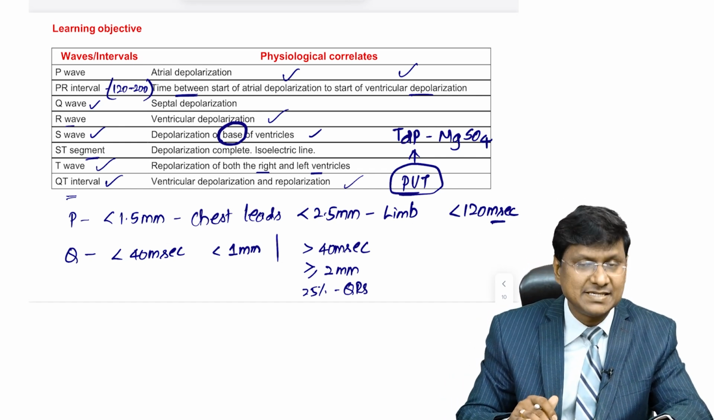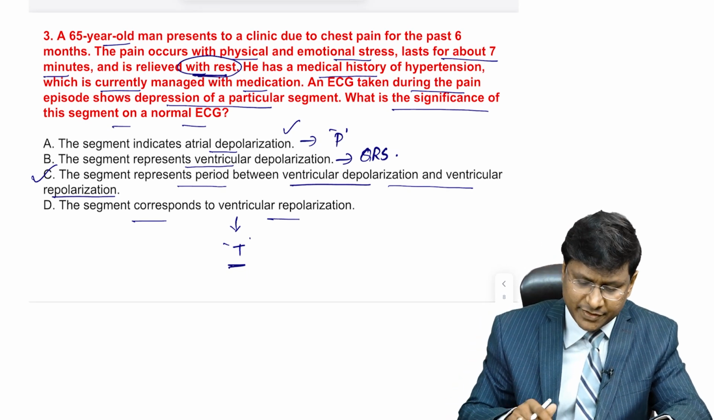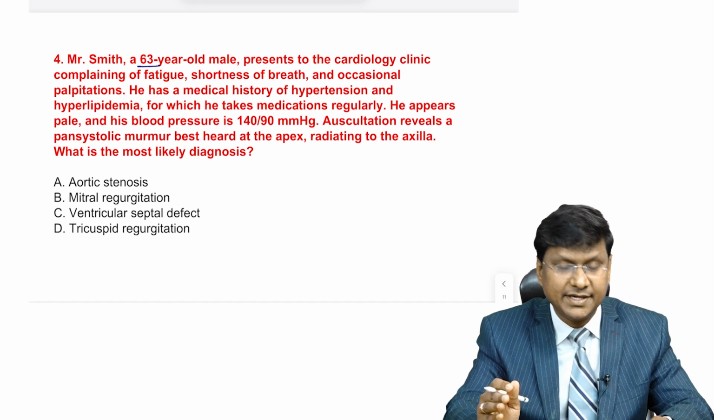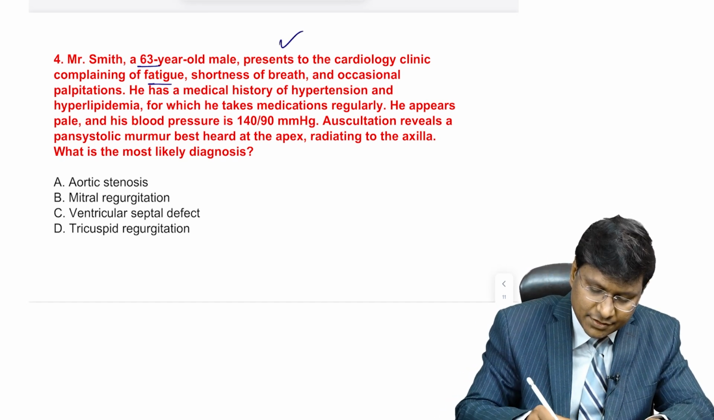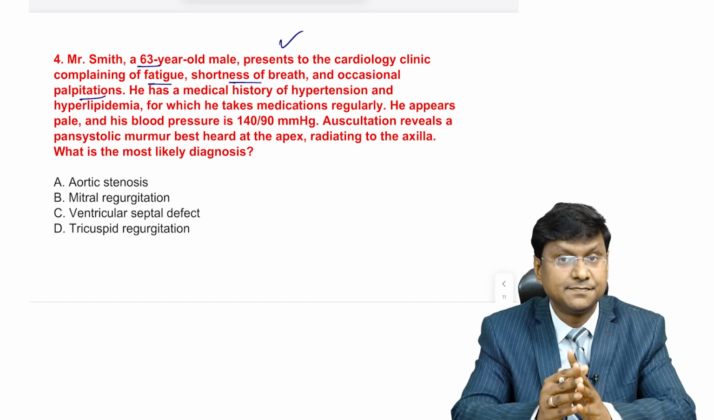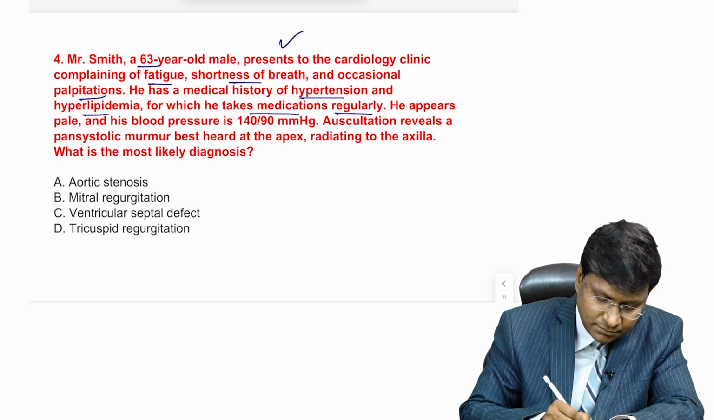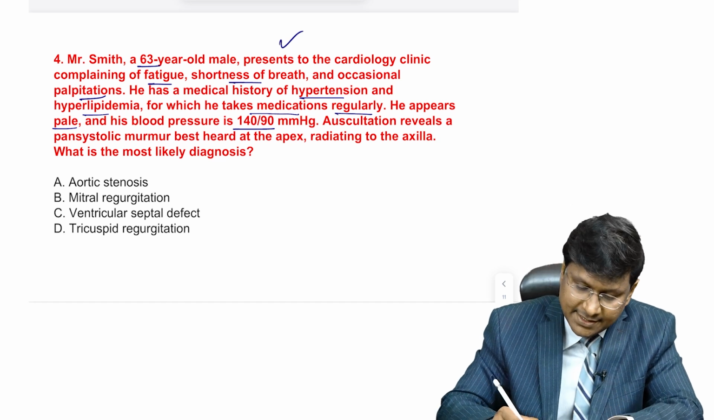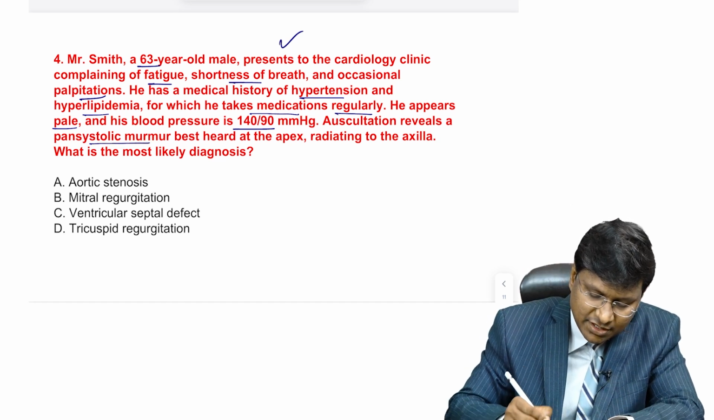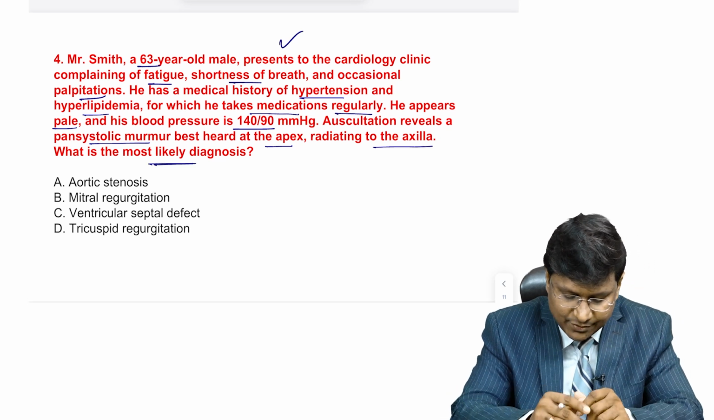So that is about the clinical question related to the QT interval. Moving on to the next question. We have a 63-year-old male presenting to the cardiology clinic complaining of fatigue, shortness of breath, and occasional palpitations. He has a history of hypertension and hyperlipidemia for which he takes medication regularly. He appears pale and his blood pressure is 140 by 90 mmHg. Auscultation reveals a pansystolic murmur best heard at the apex and radiating to the axilla. What is the most likely diagnosis in this patient?